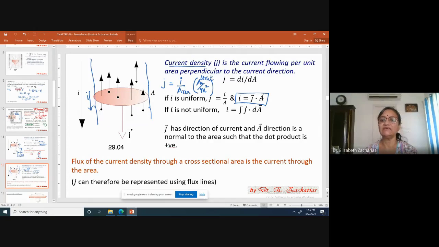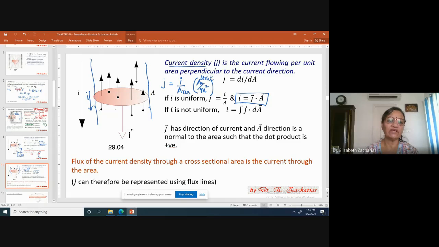J and A as vectors. In Gauss law, in the chapter itself, we have seen how area can be treated as a vector. So we're going to do the same thing here. J is a vector, area is also a vector. Let us see the direction of that.